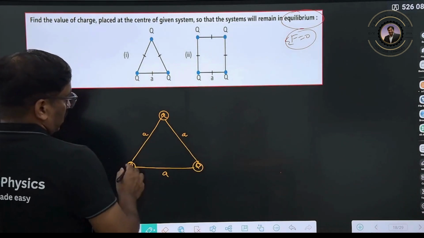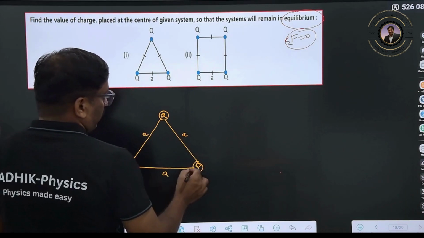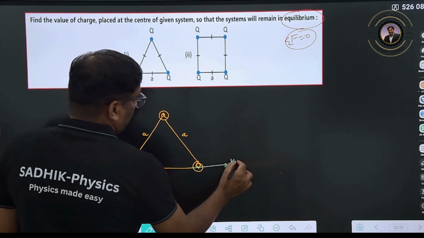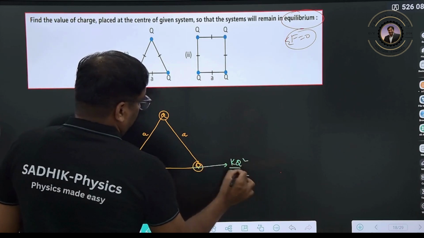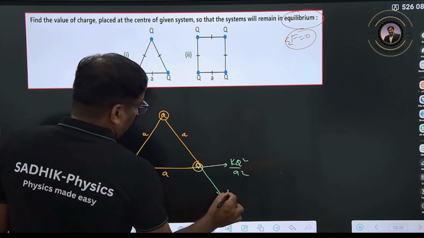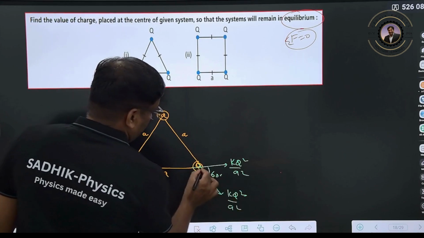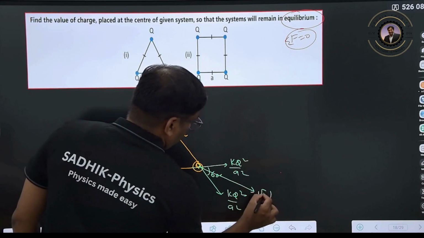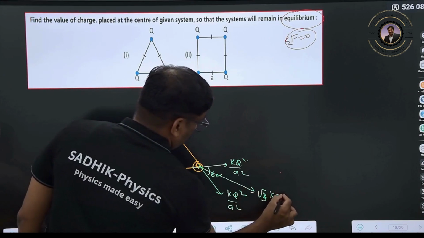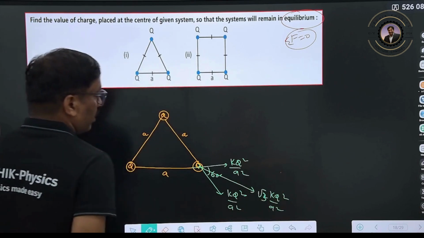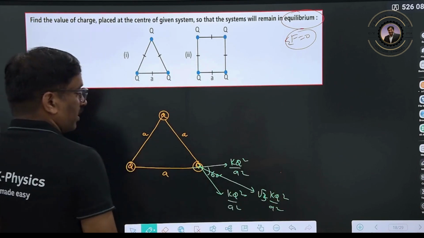What happened now? These two are repulsion, therefore it will be kq square by a square. So these two are repulsion, kq square by a square. This angle is 60 degree, so it is nothing but root 3 kq square by a square. So this side is the net force acting on this one.